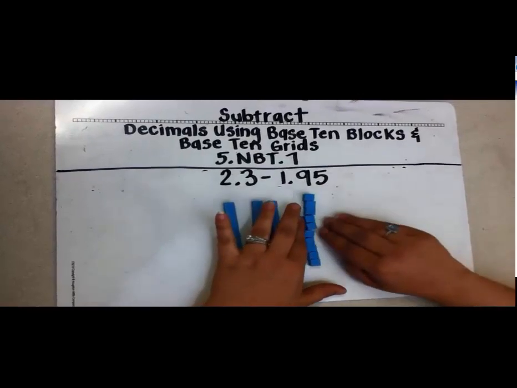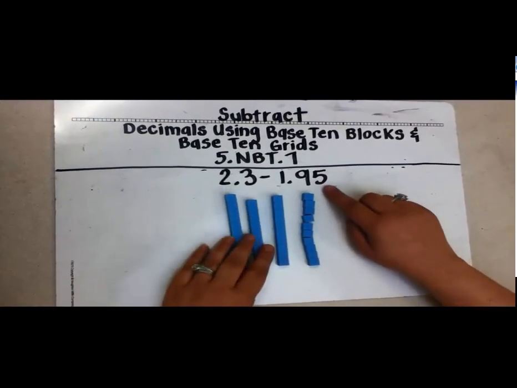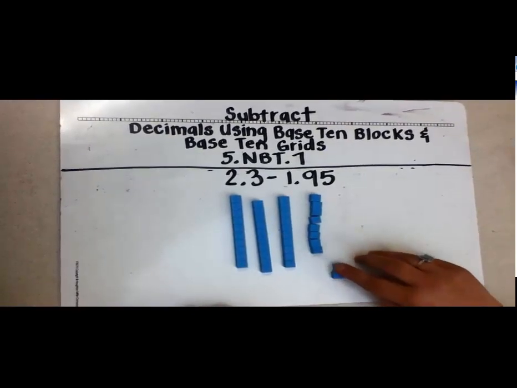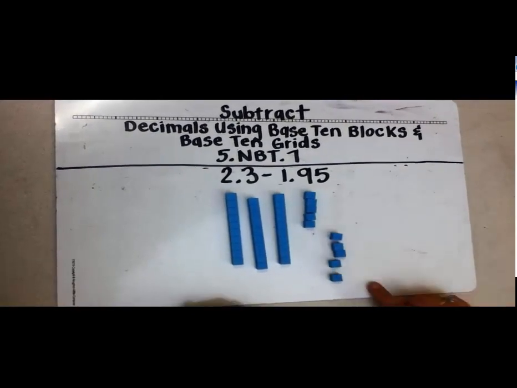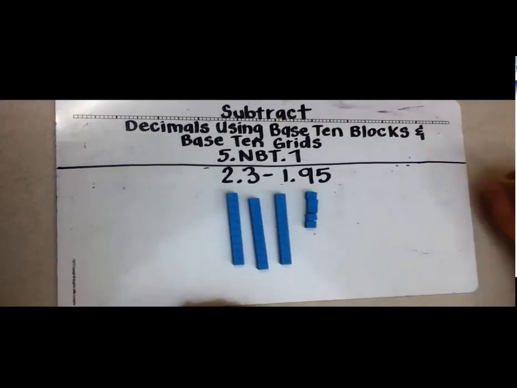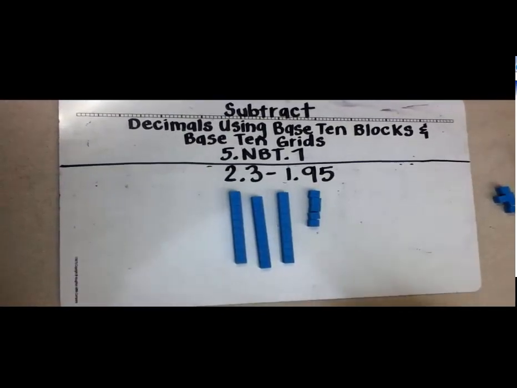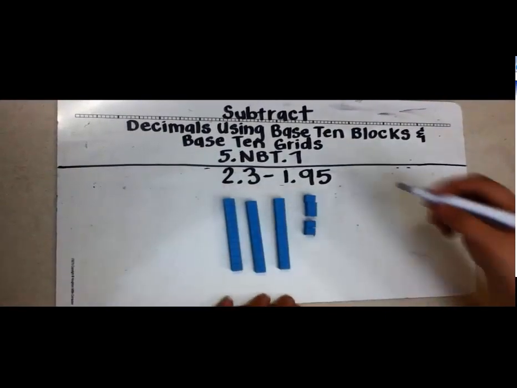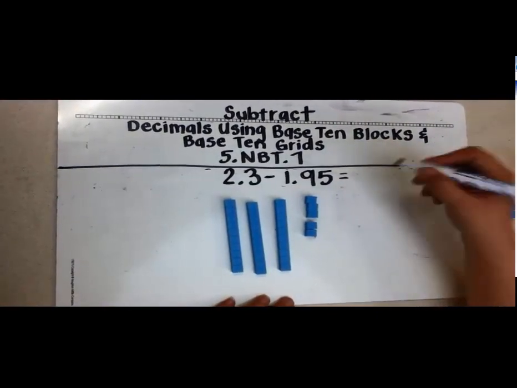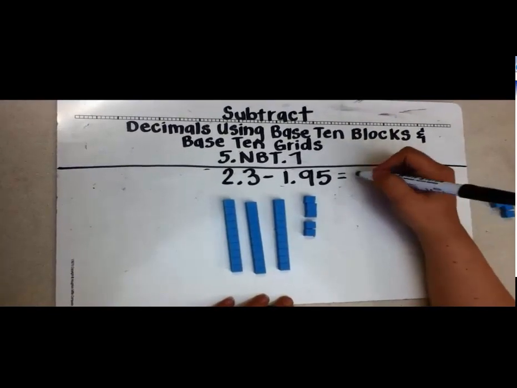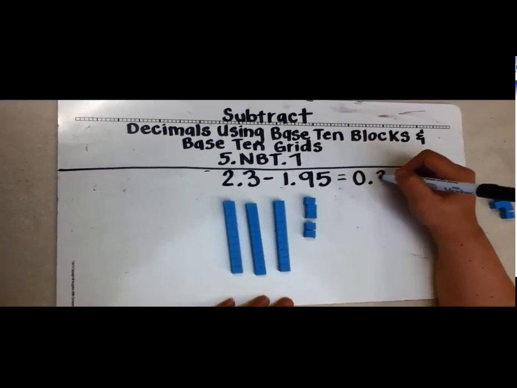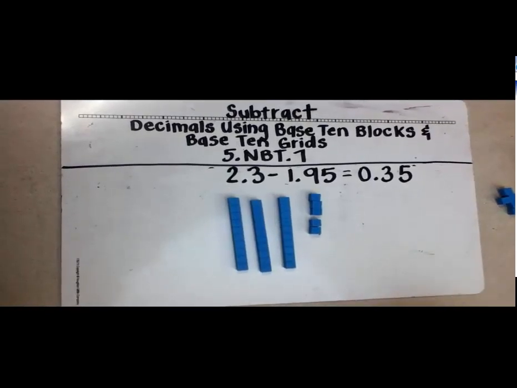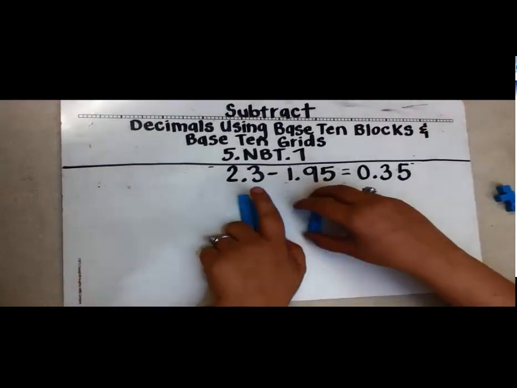So I went ahead and made the trade, and now I can go ahead and take away the 5 hundredths that's left to be taken away out of the 1 and 95 hundredths. Take those 5 hundredths away. And what we have left are 3 tenths and 5 hundredths. That would let us know that the difference is 35 hundredths. Now, that can also be shown on a base 10 grid.